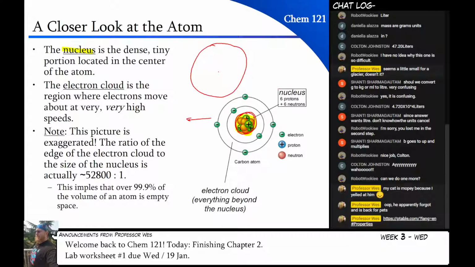So atoms are extremely small and extremely empty. But the little amount of stuff that is there is extremely relevant.